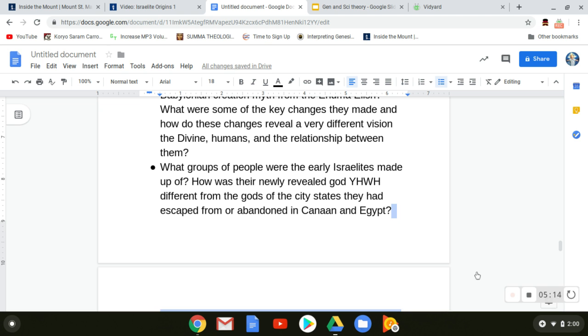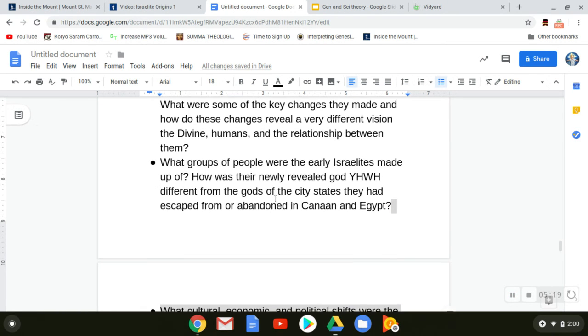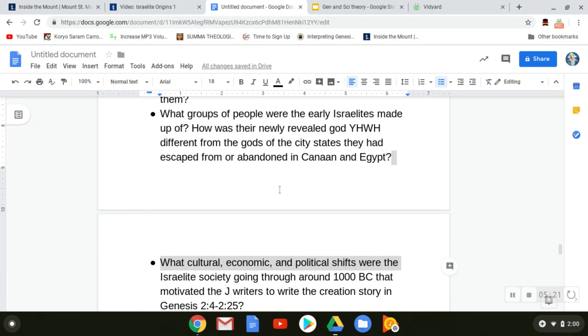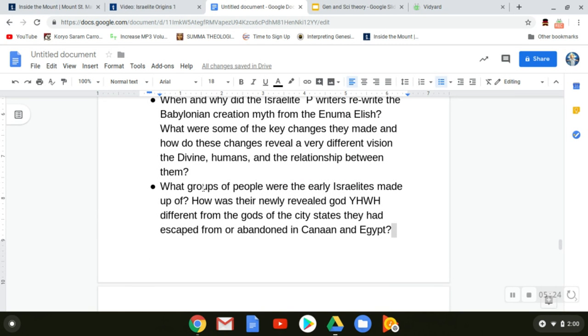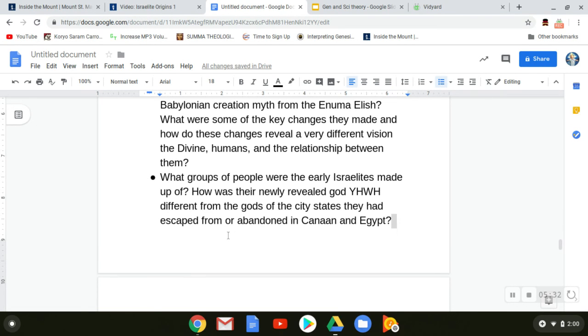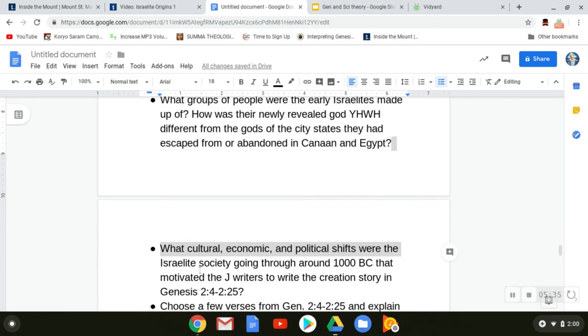Now, these people were not the J writers. I've had some confusion with that in the past. These people were the first Israelites, so they would have formed around 1200 BC. Now, after a couple hundred years of them living together as a tribal people, that's when you had the shift to a more centralized state with King David.